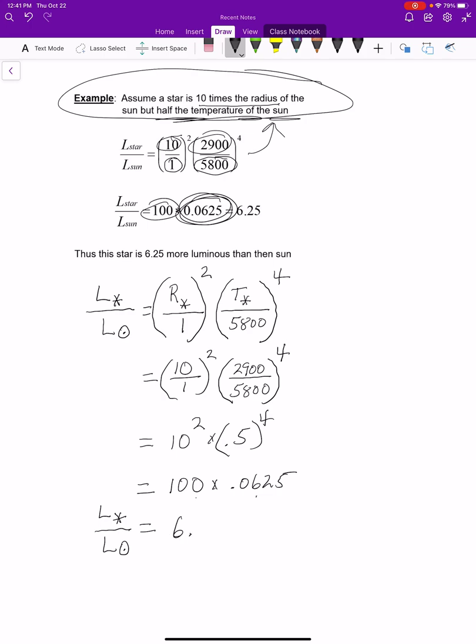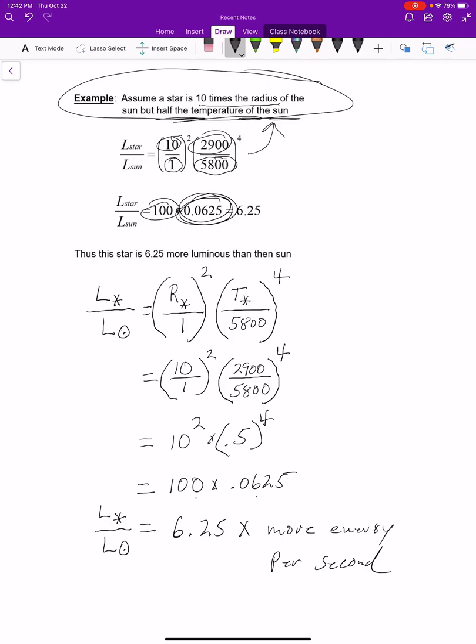So this star is going to be radiating 6.25 times more energy per second than our sun is. All right, so that's where all the numbers in the PowerPoint problem came from.